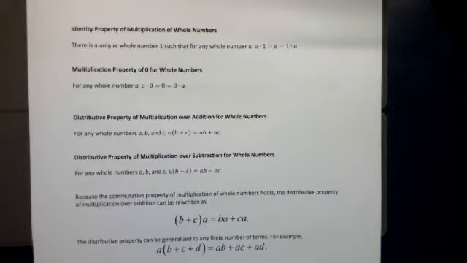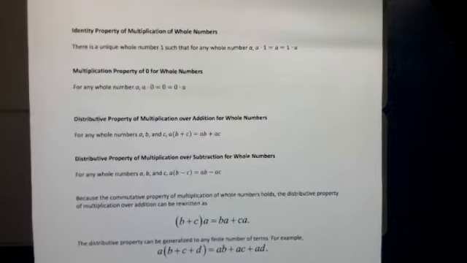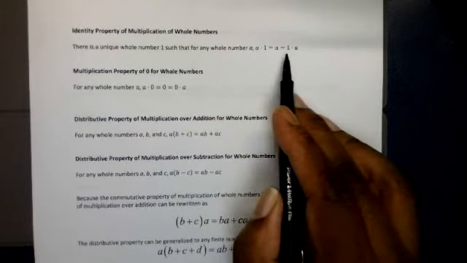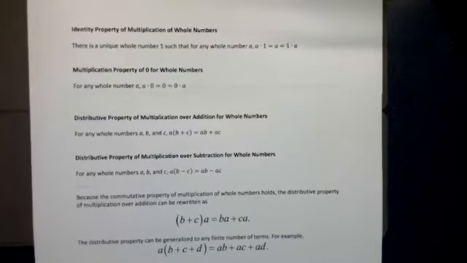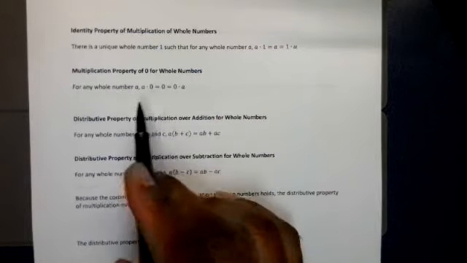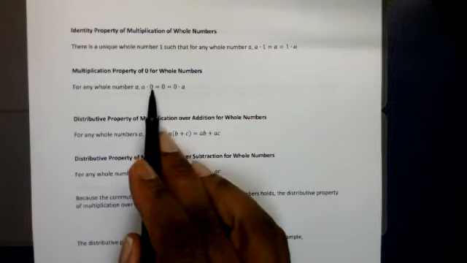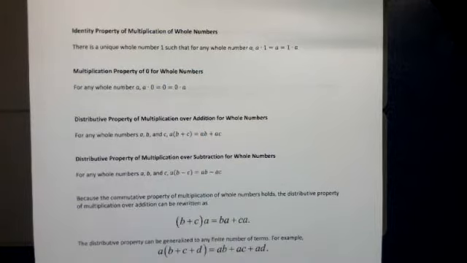And here are some more properties on the next page. One of them is the identity property of multiplication of whole numbers, meaning that there is a unique whole number 1, such that for any whole number A, A times 1 gives us A, or 1 times A would also give us A. So any whole number multiplied by 1 will give you that whole number back. Also, there's the multiplication property of 0 for whole numbers. Any whole number A multiplied by 0 gives you 0, or 0 multiplied by any whole number A would still give you 0.